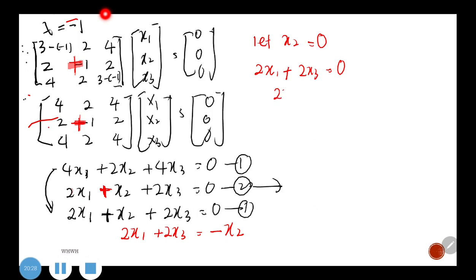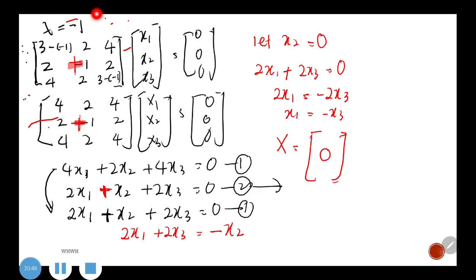So, in this case, we have 2x1 equals to negative 2x3, then over here we have x1 equals to negative x3. So kalau saya let x2 equals to 0, then meaning that my eigenvector, we have 0 in the middle for x2. x1 ni any number, x3 should be the same number but opposite sign. So nak senang, kita let x1 equals to 1, x3 equals to negative 1. Boleh je.